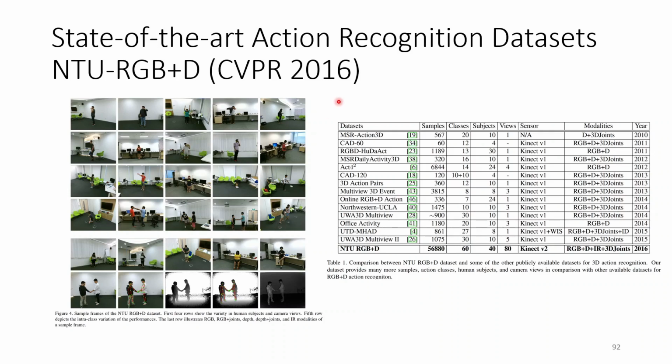So these are their statistics. The dataset contains 56K samples and 60 classes. Compared with FineGym, there are only 60 classes, fewer than 288. It was captured by 40 subjects from 80 view angles. Compared with some existing datasets, it was quite large in the year 2016.